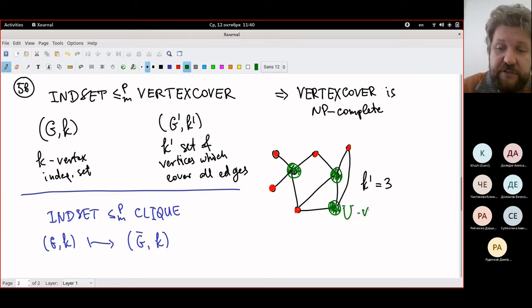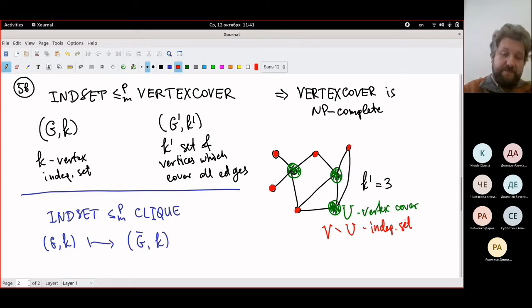So U is a vertex cover. This is the green one. And if we take V minus U, this is an independent set. Because what does V minus U mean? It means that we take all the vertices which are not in the vertex cover. Could there be an edge between them? Well, no, because then it would not be covered by the vertex cover, right? So the complement of a vertex cover is always an independent set.